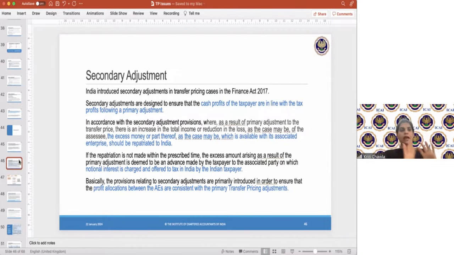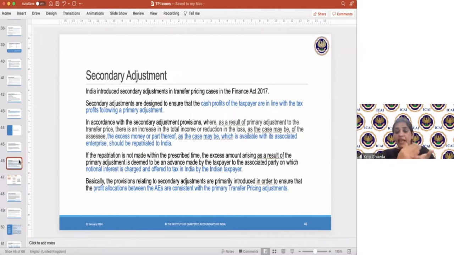So again, primary adjustment was 40 rupees. Now, if you need to make sure that this 40 rupees actually is repatriated and it is coming back to India and it is added to the profits of the Indian enterprise, there is obviously an adjustment in the cash profits of this Indian taxpayer. And this repatriation to India of 40 rupees is basically called secondary adjustment. So there are two adjustments. Primary adjustment is the basic transfer pricing adjustment.